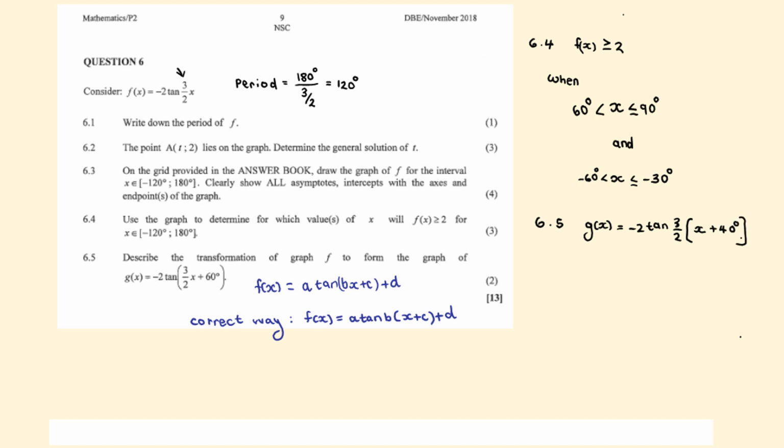Okay, so then they said describe, so you can write down in words that the graph of f has been shifted by 40 degrees to the left. Okay, remember it's always the opposite direction to what the sign indicates. Right, so that's the end of question 6.